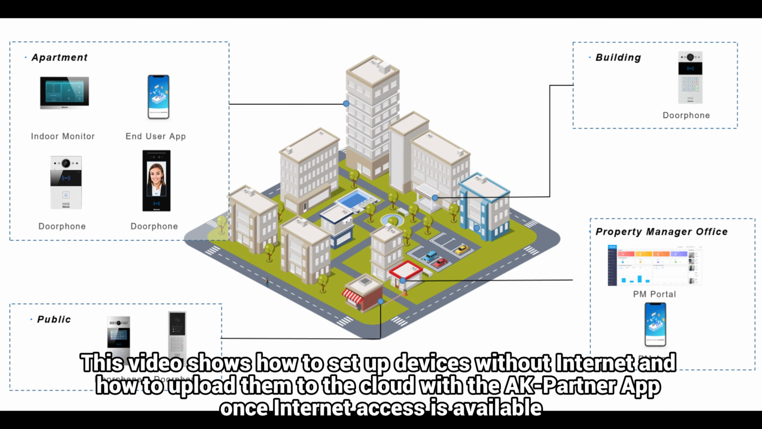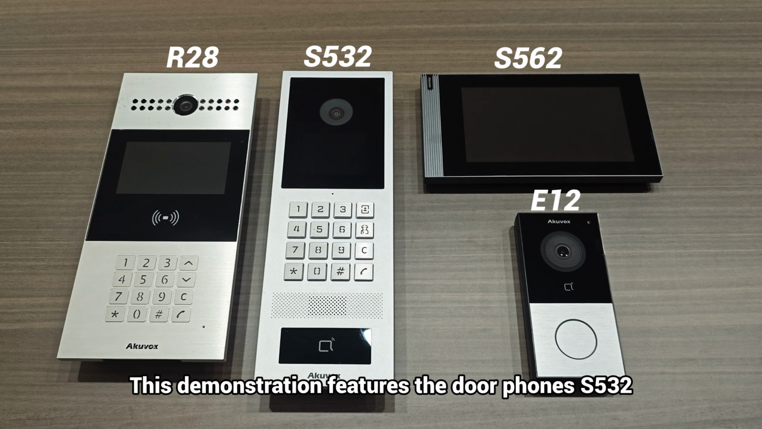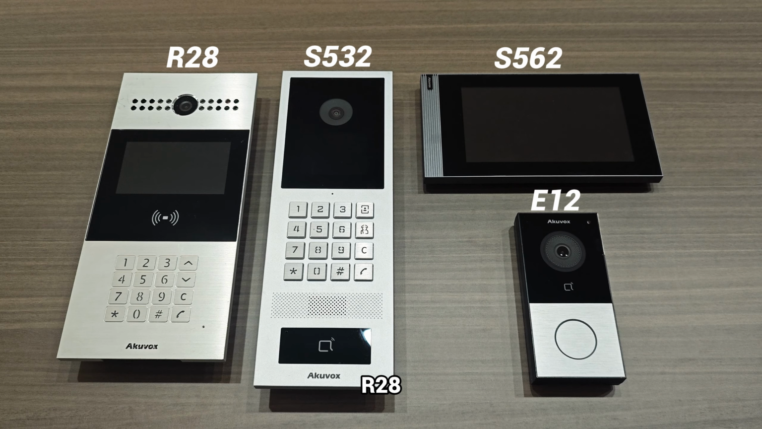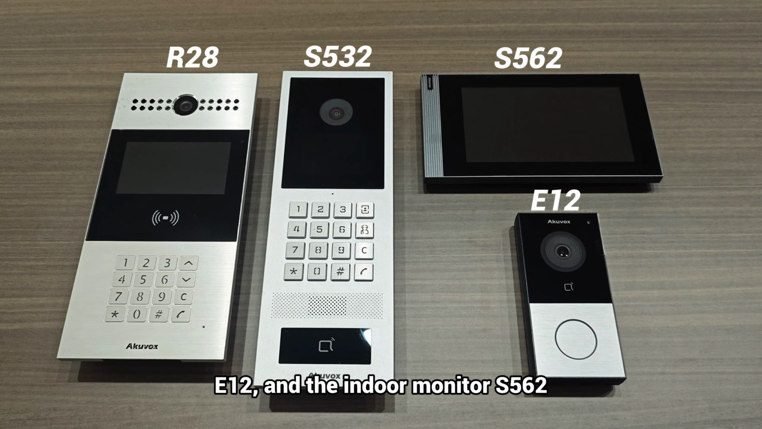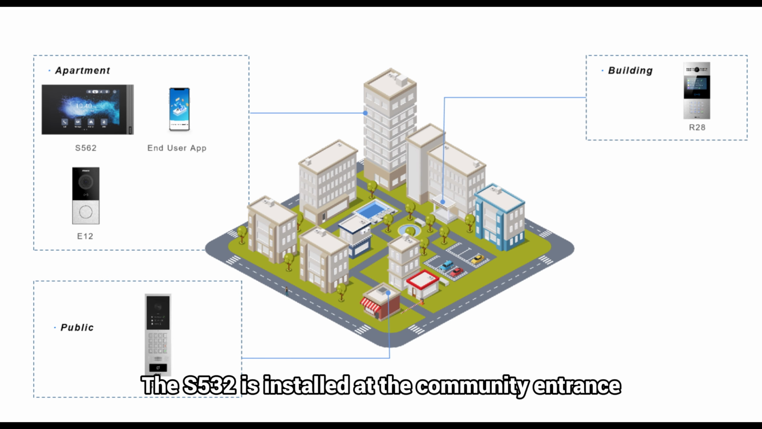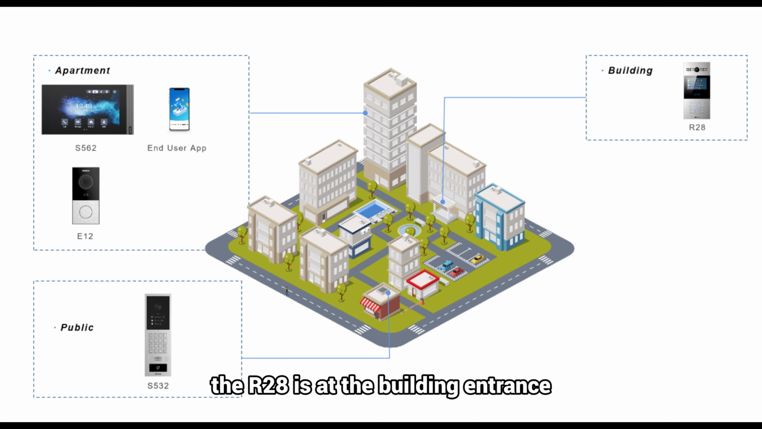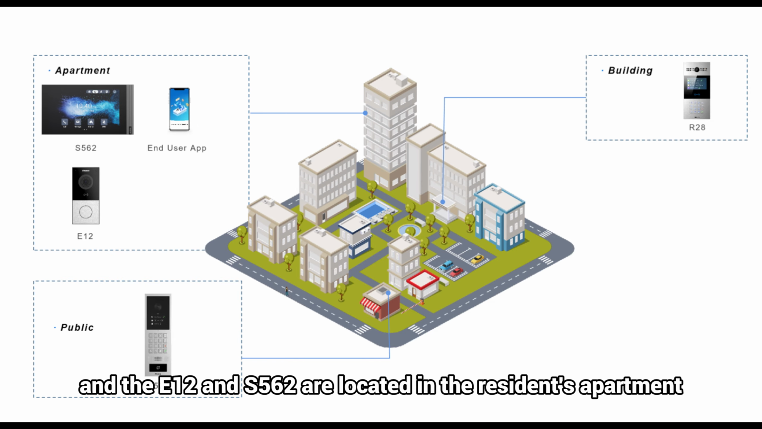This video shows how to set up devices without internet and how to upload them to the cloud with the AK Partner app once internet access is available. This demonstration features the door phones S532, R28, E12, and the indoor monitor S562. The S532 is installed at the community entrance, the R28 is at the building entrance, and the E12 and S562 are located in the residence apartment.